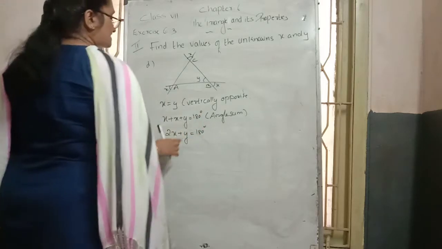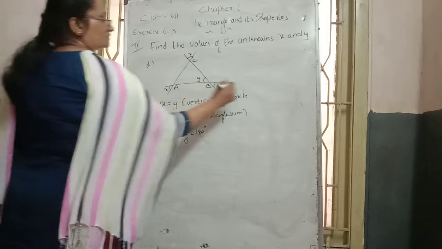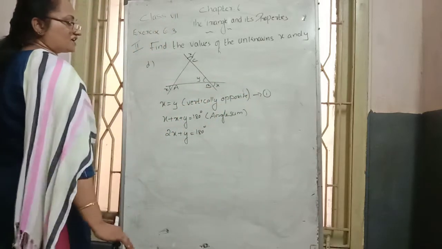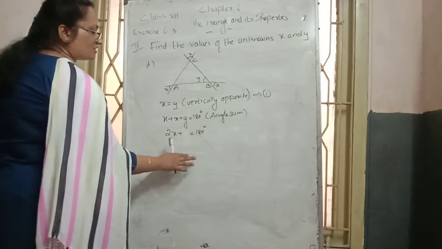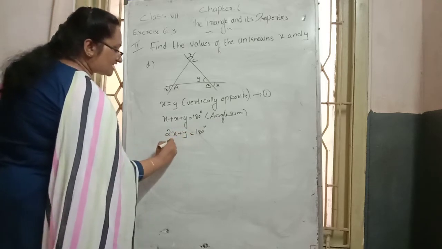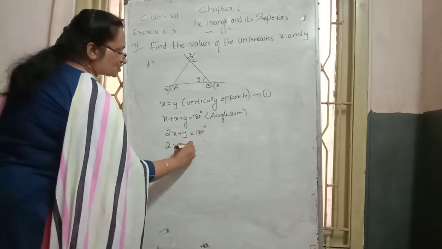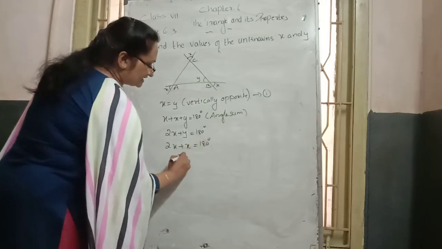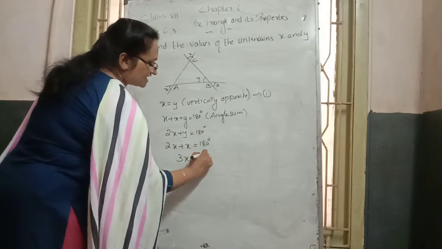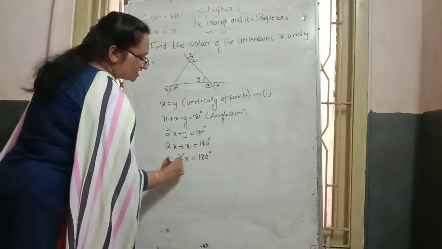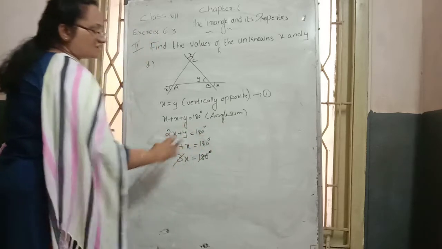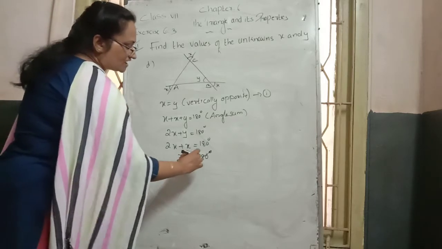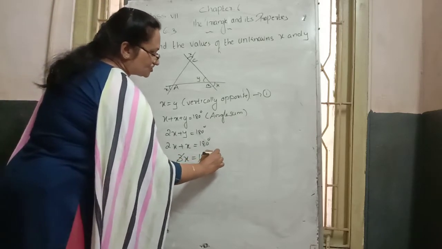Here, we already marked it as equation 1. In equation 1, x and y are equal. That's why, instead of y, we can substitute x. So 2x plus x is equal to 180. How many x are there? 3 times x is equal to 180. 3 on the right and left side we can cancel. 3 times 1, and 3 times 60 is 180.